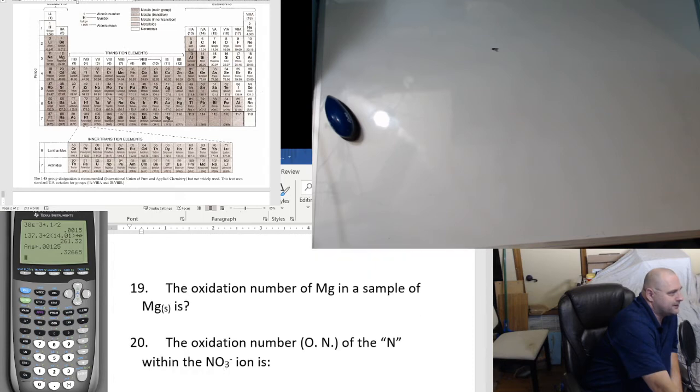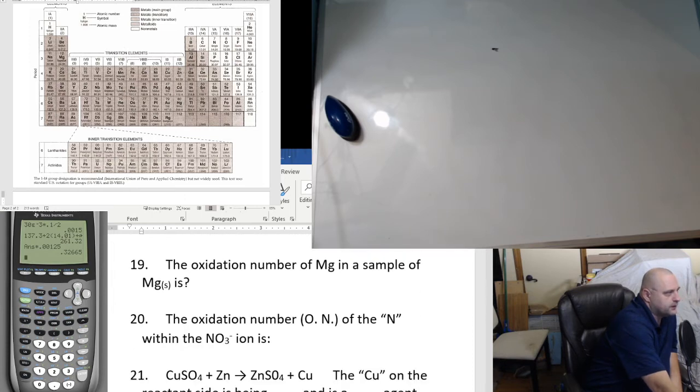The oxidation numbers. Ooh, these are new. We got a set of rules for our oxidation numbers. So the first one I see here says oxidation number of magnesium in magnesium solid. This is the elemental form of magnesium, and so that's going to be 0. So its charge is 0, so it's also 0.